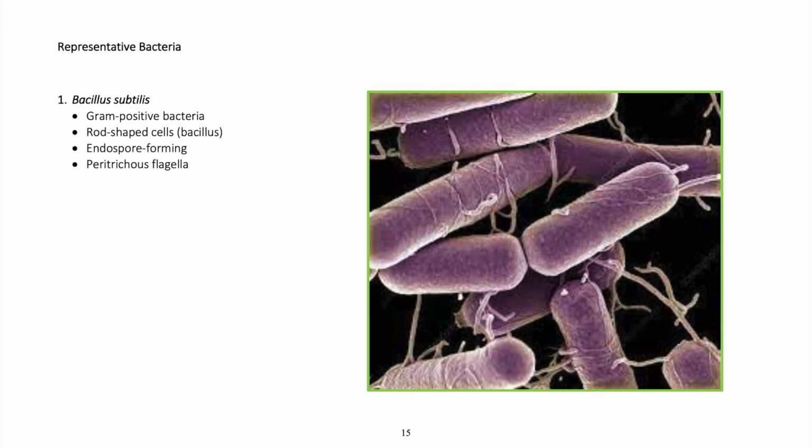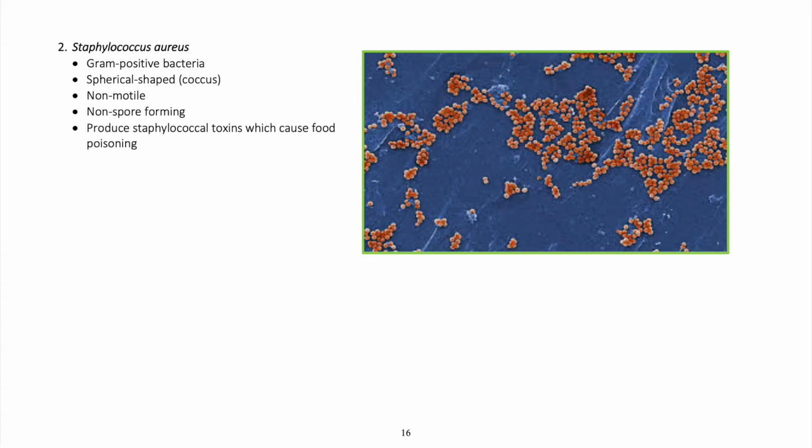Representative bacteria. Bacillus subtilis. Gram-positive bacteria. Rod-shaped cells, bacillus. Endospore forming. Peritrichous flagella. Staphylococcus aureus. Gram-positive bacteria. Spherical-shaped coccus. Non-motile. Non-spore forming. Produces staphylococcal toxins which cause food poisoning.